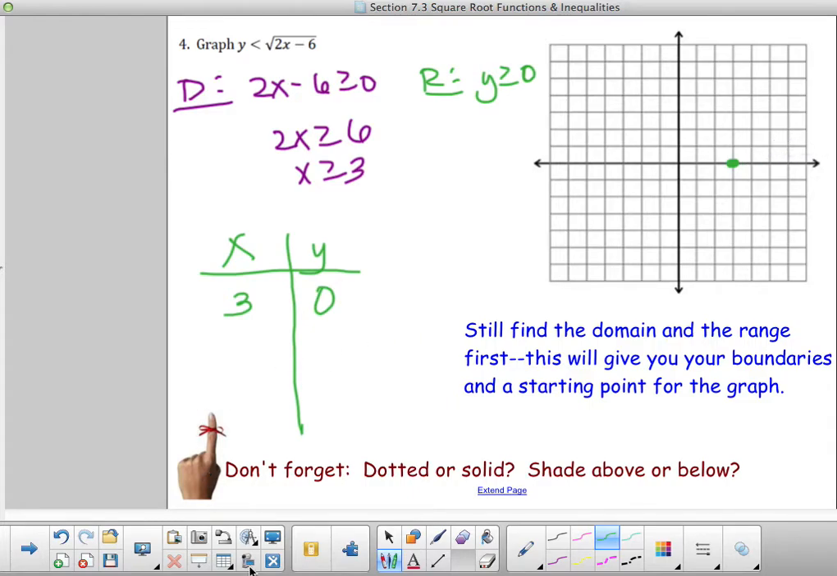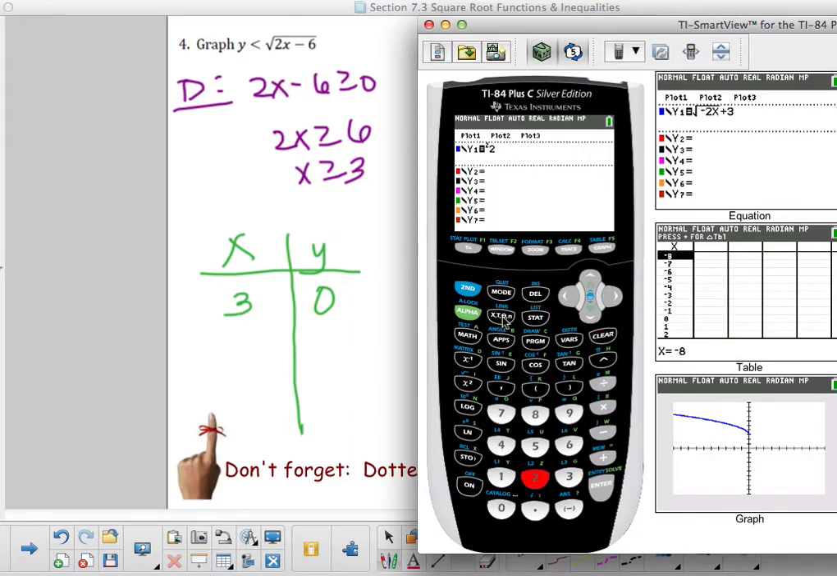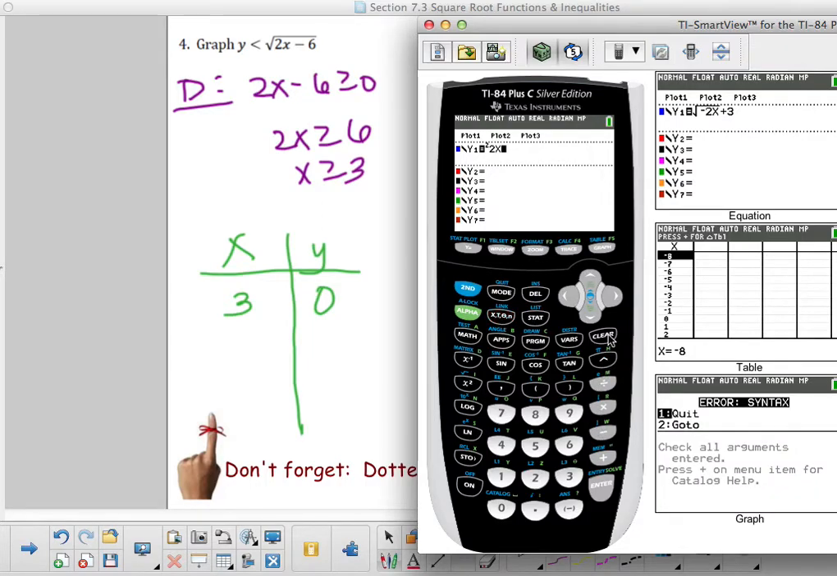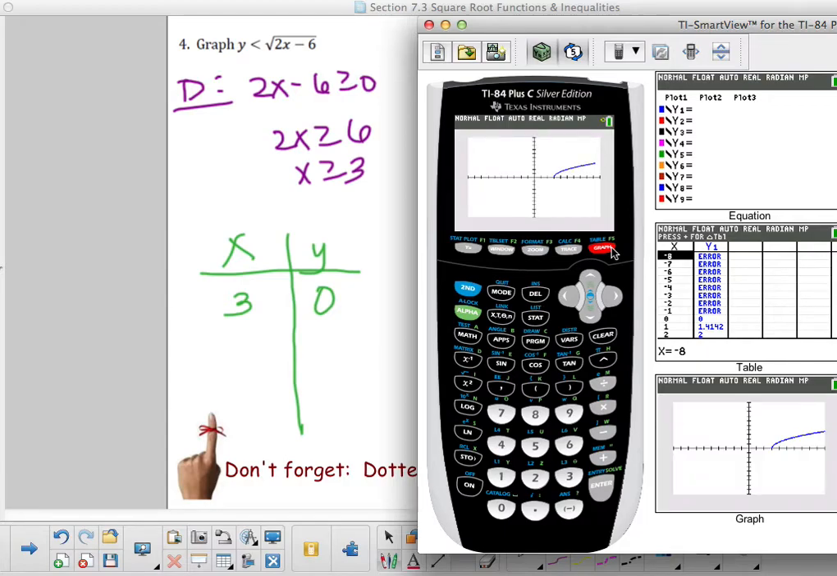So let's just go ahead and type this in on our calculator and get the rest of our table. Otherwise, you can just pick values greater than 3 and plug them all into your calculator if you do not have a graphing calculator. So once again, I'm going to go to y equals, I'm going to clear it out. So we're going to do the square root of 2x minus 6. Oh, I did not get the square root. Okay, and now I'm going to hit graph. You could check what it looks like. So I know it's going to look like that.